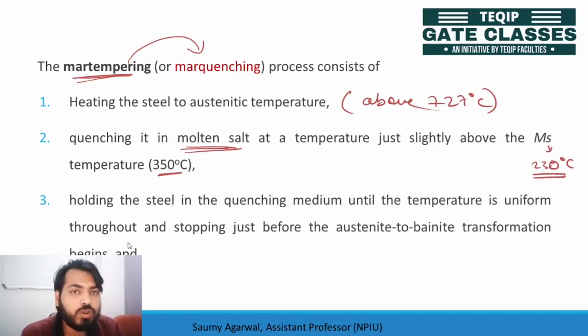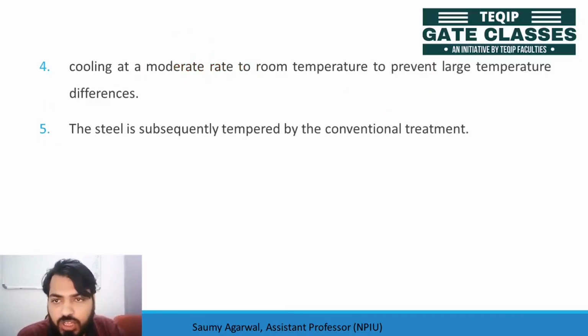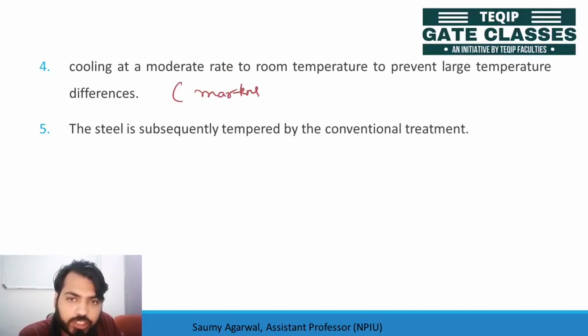Okay, so you will not allow austenite to bainitic transformation. You have to stop this quenching before this kind of transformation takes place. Then you have to cool at a moderate rate to room temperature. Afterwards, when you cool it, the product you get is martensite. You get martensite iron.